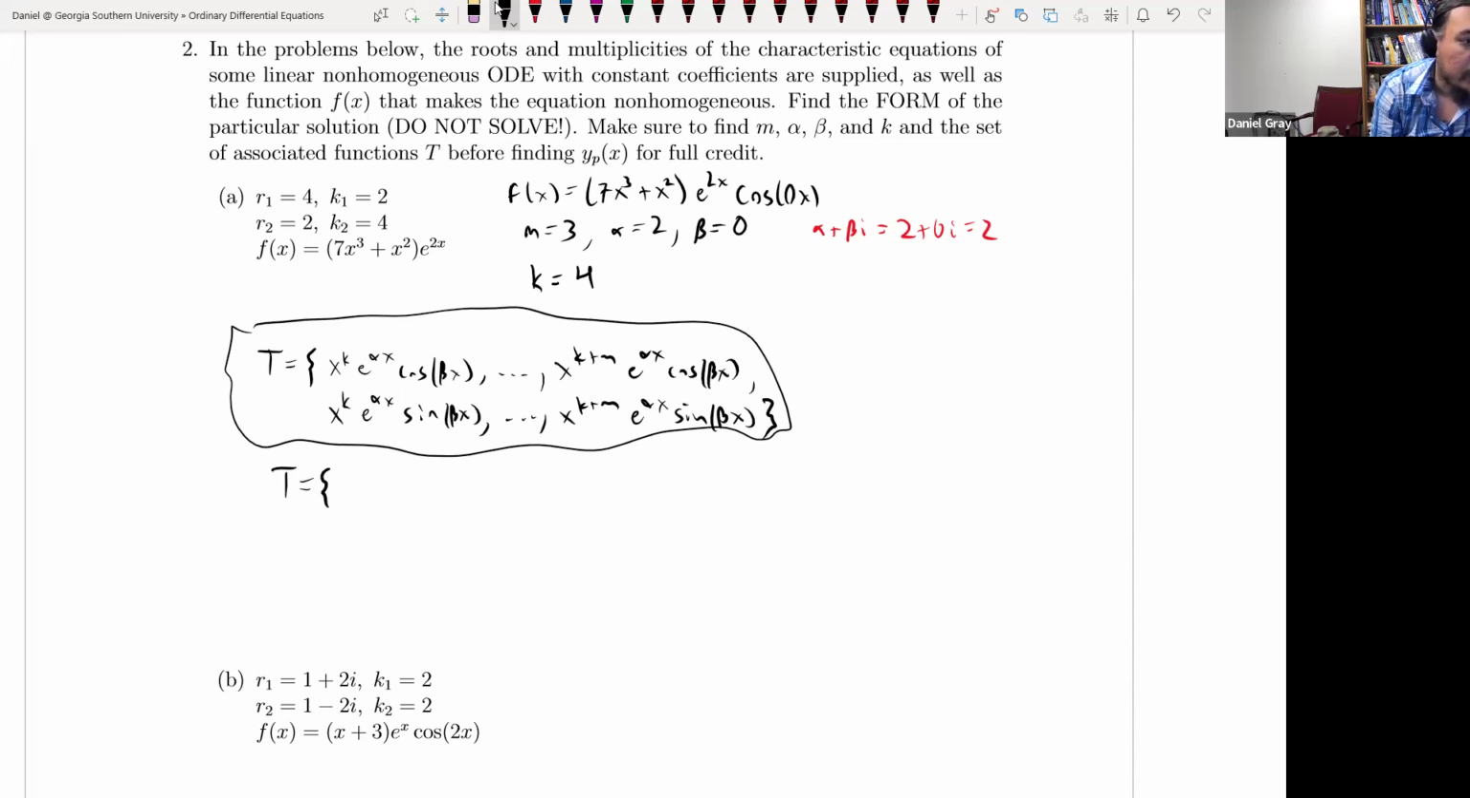Okay. So I'll go ahead and plug in things. So k is equal to 4. So we're going to start off at x to the 4th power, times e to the alpha x, that's e to the 2x.